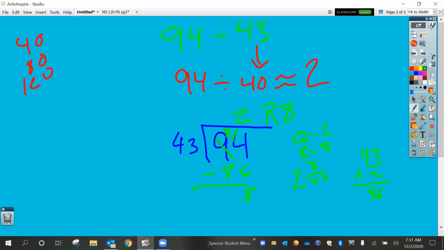And then we want to do our check. So remember, that's quotient times divisor plus remainder. Okay, so quotient was 2. 2 times the divisor was 43. And our remainder was 8. Well, we already did the math for 2 times 43, so 86 plus 8. And that is 94. And the super satisfying check mark to say we're done.